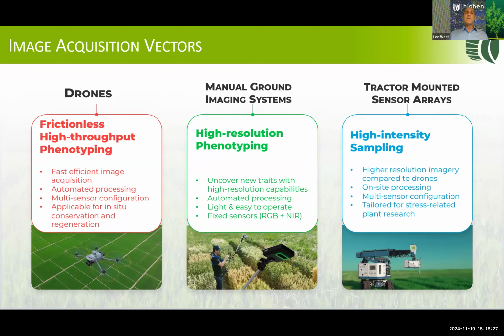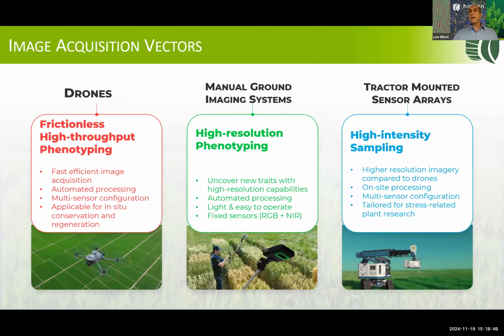Of course, this is slower than a drone, it's faster than a manual system, and it's significantly more expensive than either of them. These types of units tend to be deployed for high-intensity phenotyping of high-value material or where complex problems are being explored, things like drought tolerance, disease dynamics, etc.